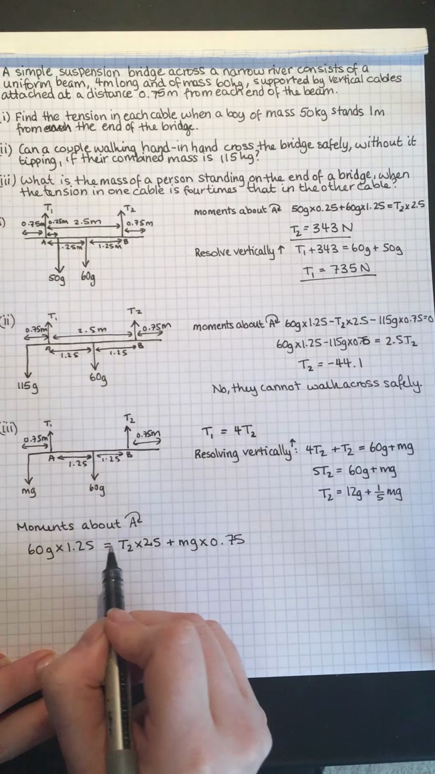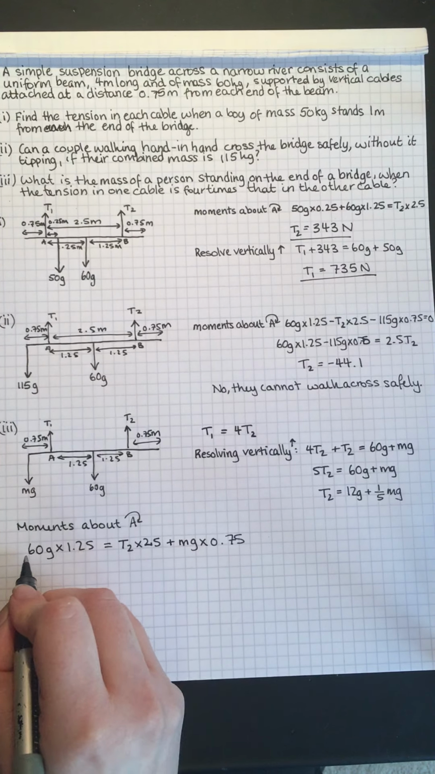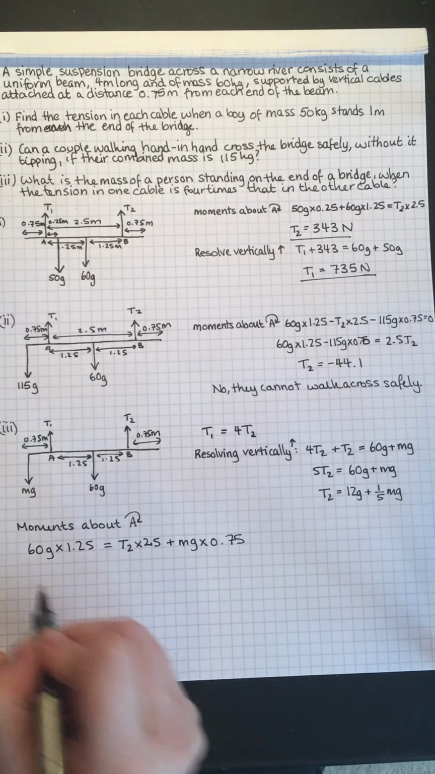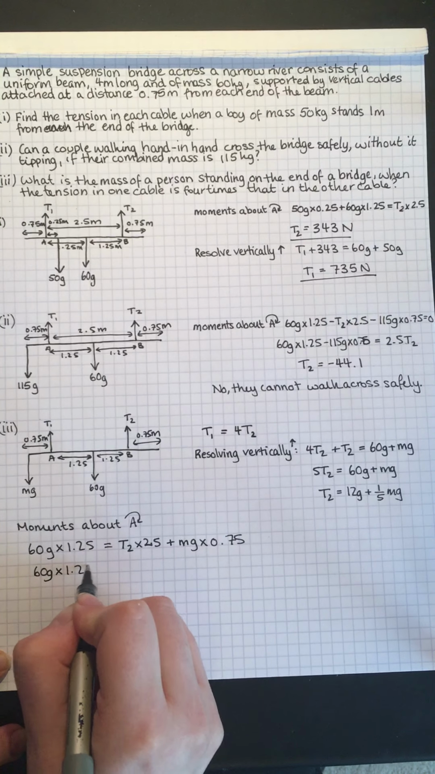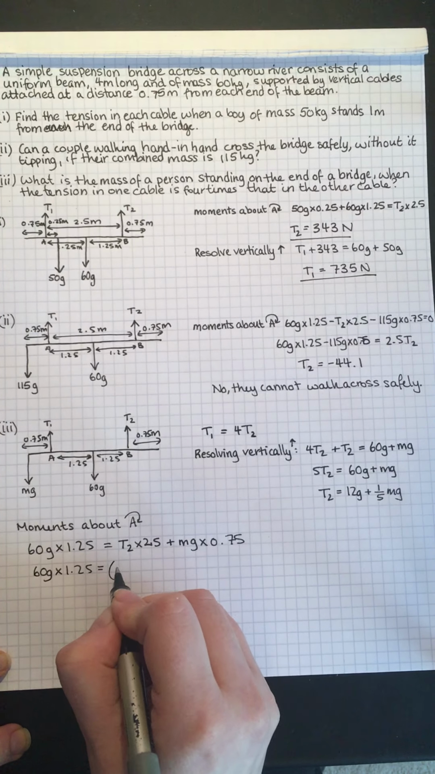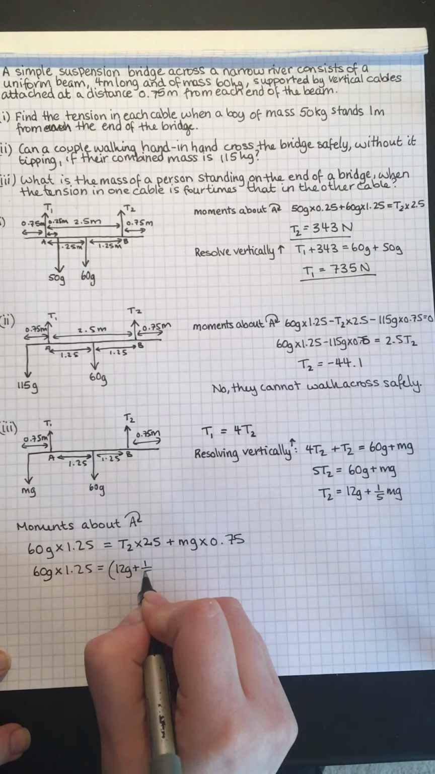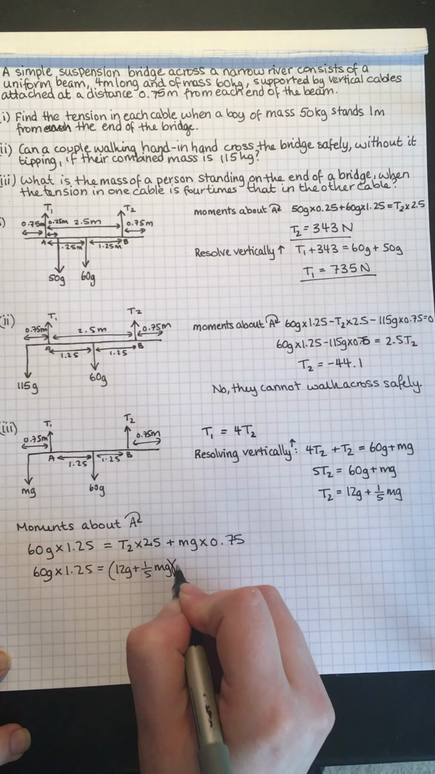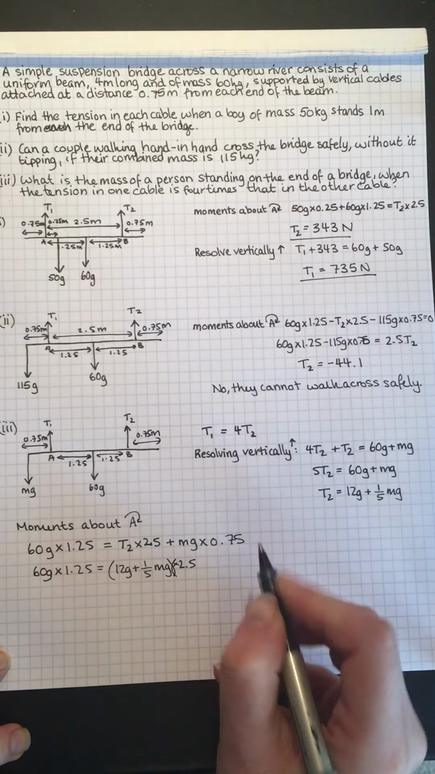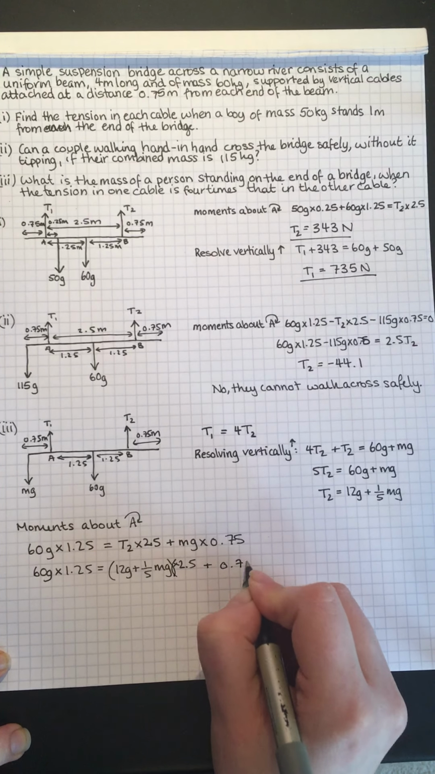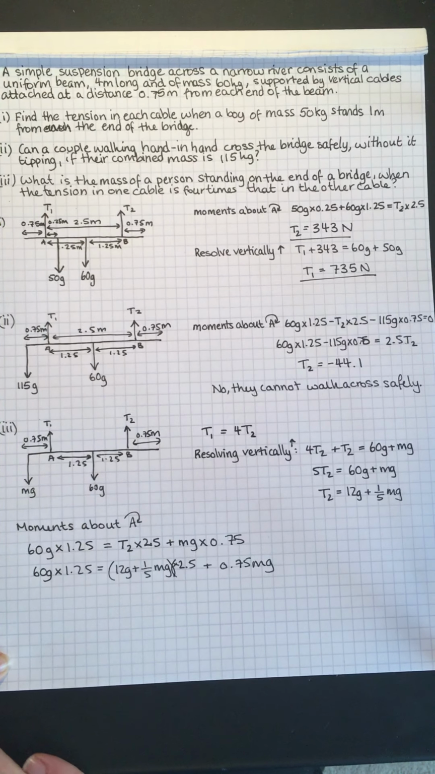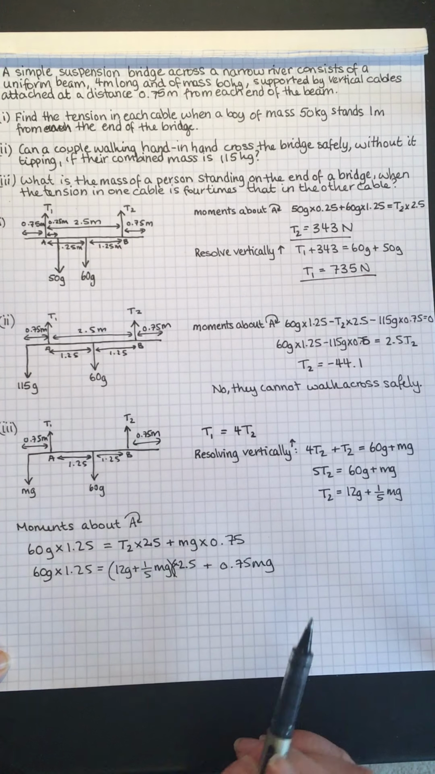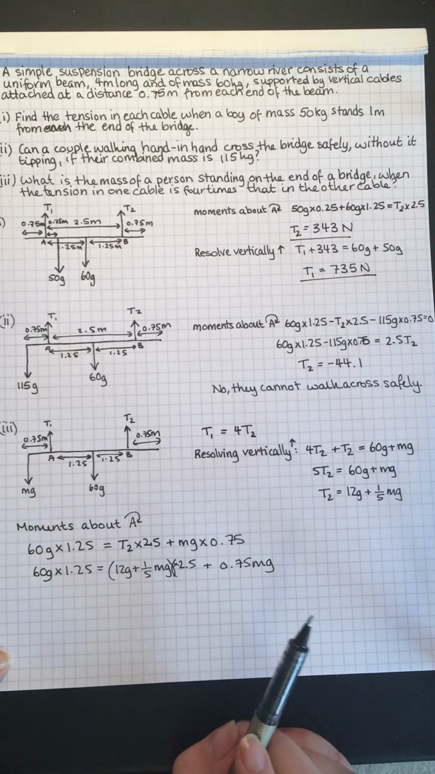Now we can use this T2 over here. So 60g times 1.25 equals 12g plus 1/5 mg times 2.5 plus 0.75 mg. Now this does look a bit messy, but really we just need to solve it for m. So let's do some rearranging here.